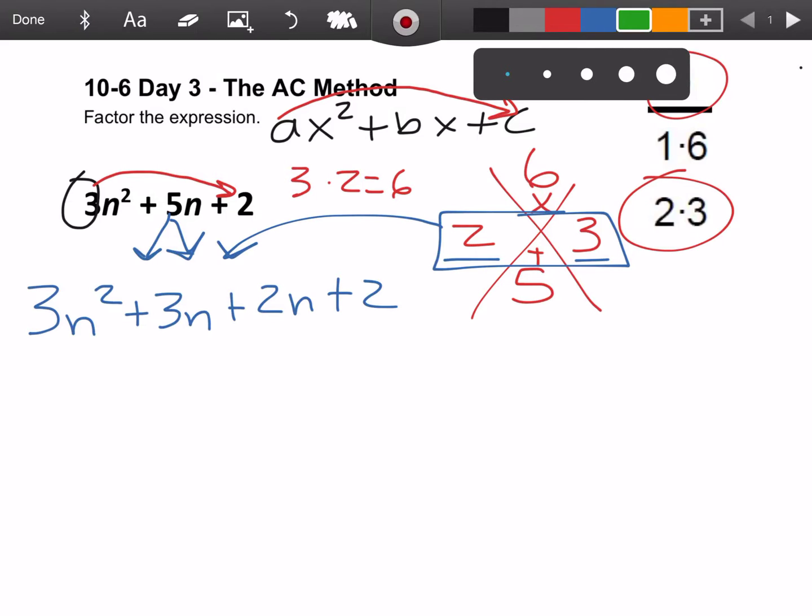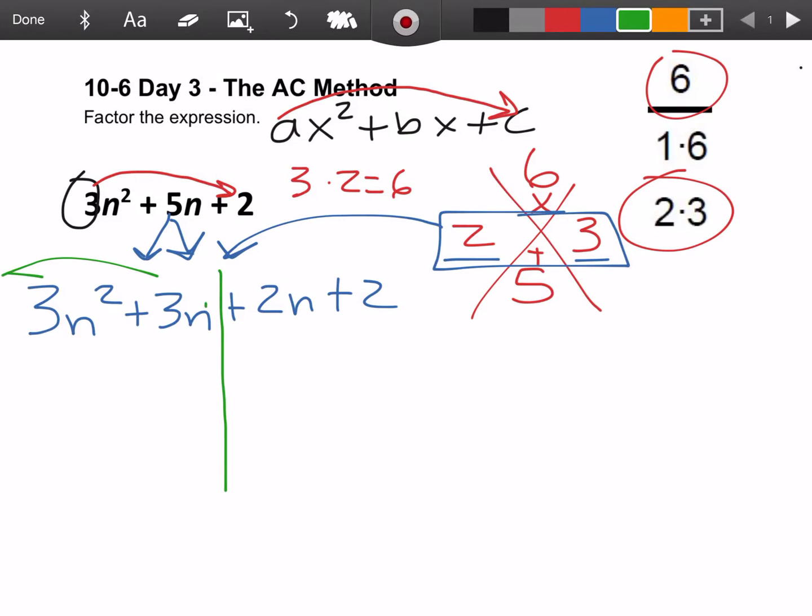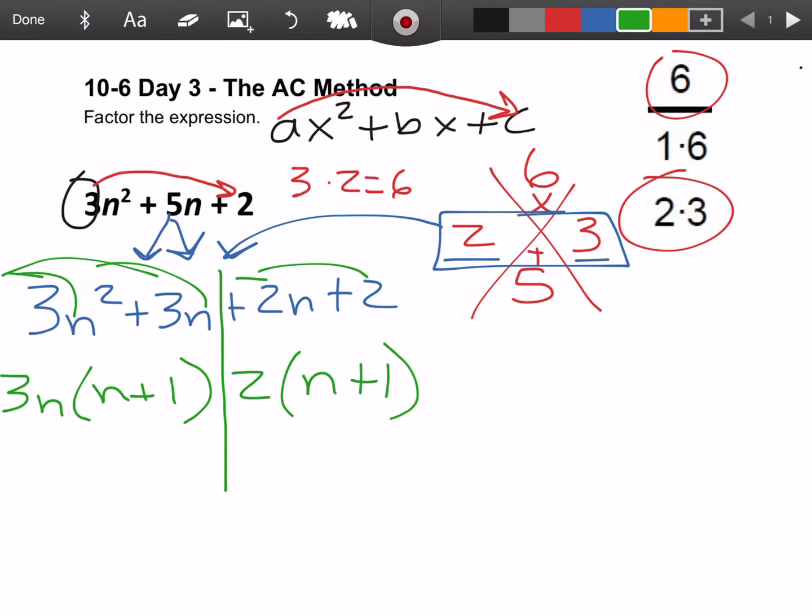Then we're going to do something that we've practiced a couple of videos before, factor by grouping. So I'm going to split this up into 2 halves and factor out what I can from each side. On this side I can factor out a 3 and an n. So here this would be 3n, and what's left inside the parentheses would be n plus 1. On the right hand side I can factor out a 2, and what would be left would be n plus 1 as well. So our final answer, bringing that 3n and that 2 together, would be 3n plus 2, and then we have n plus 1.